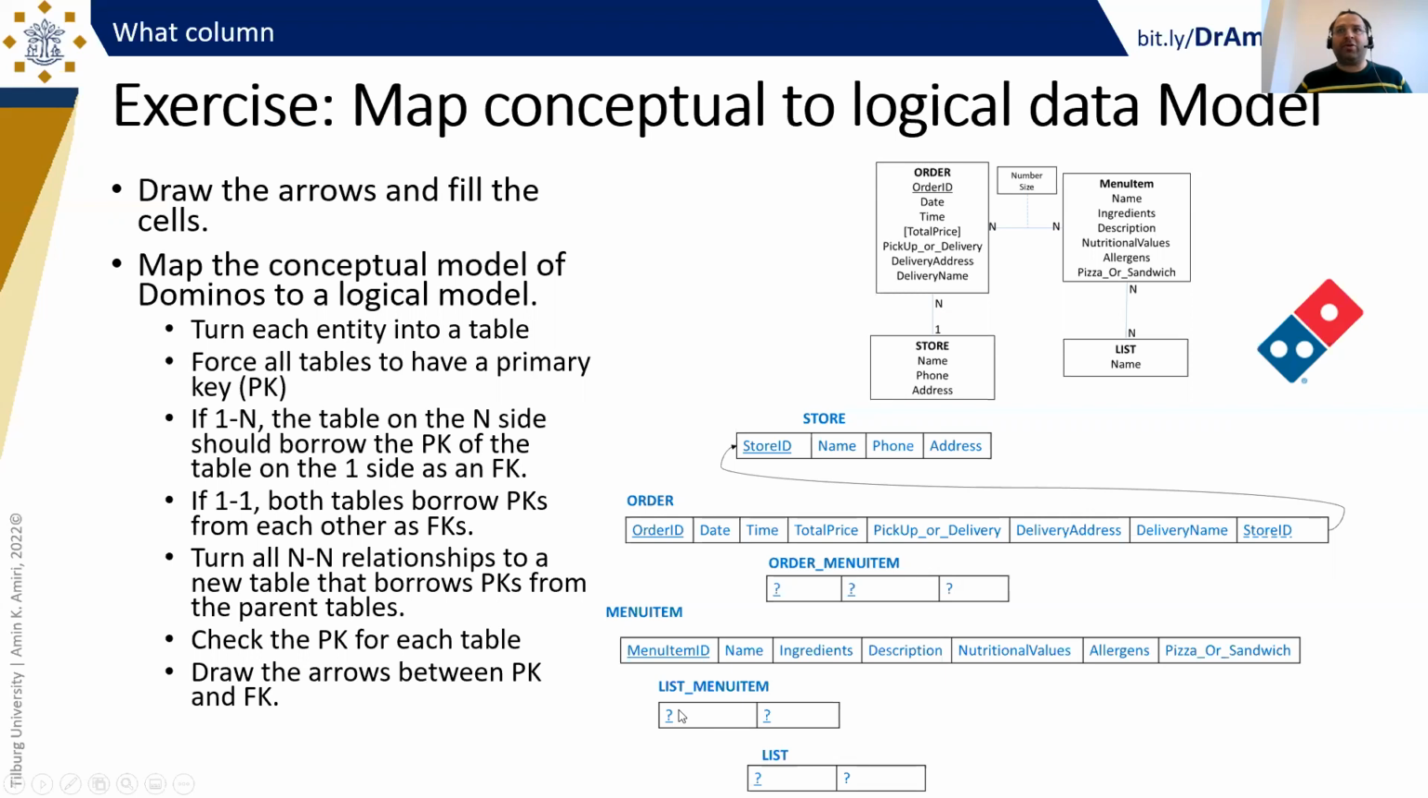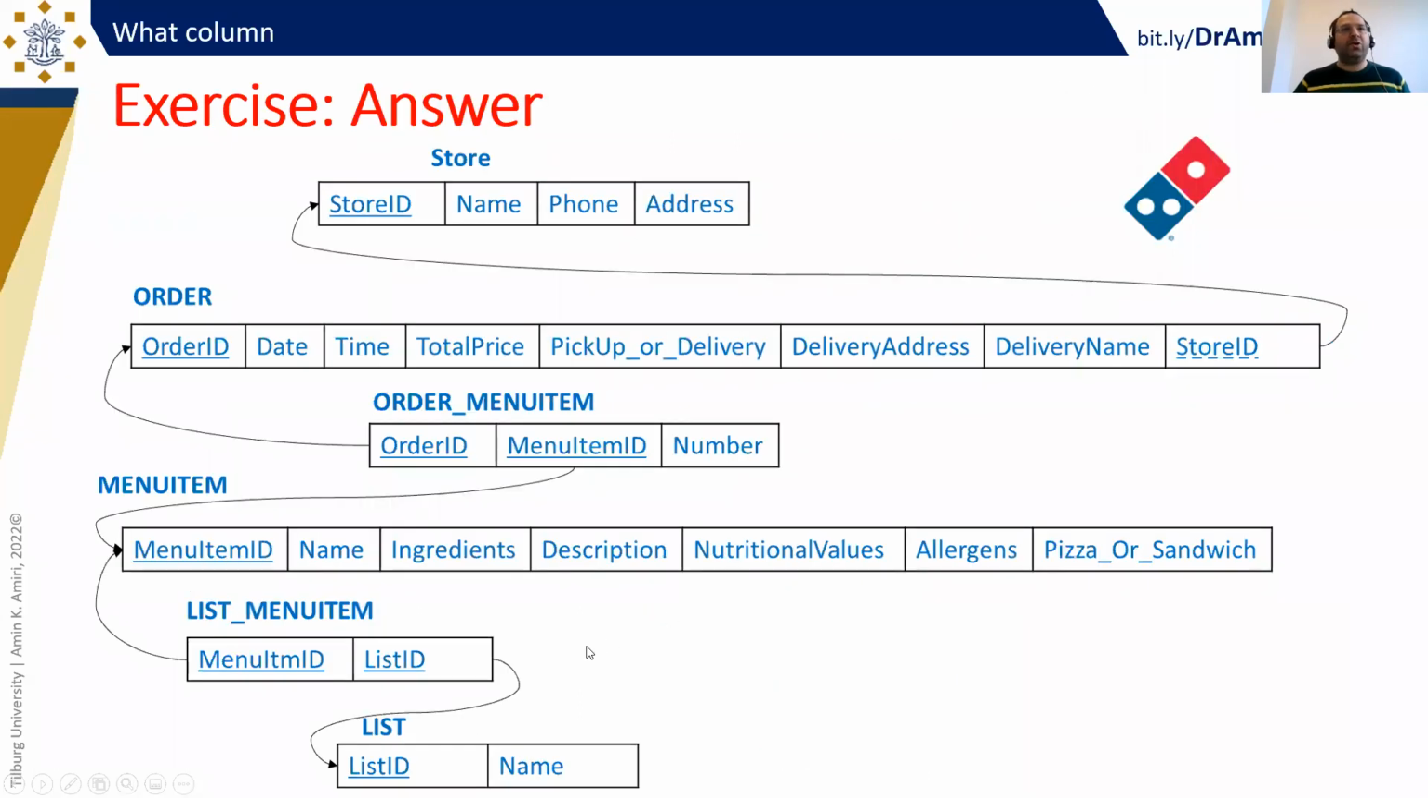It needs to borrow the primary key of the two connected data entities. What is the primary key of list? List ID. So I have to put list ID here. What is the primary key of menu item? Menu item ID. So I have to put menu item ID here as well. And this is going to be the answer.